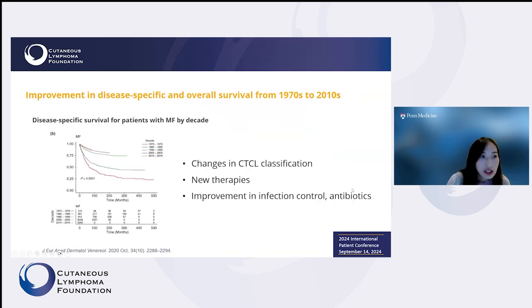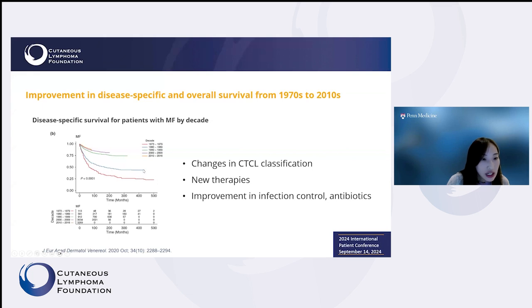I will say that there has been significant improvement in disease-specific and overall survival when you compare from the 1970s to 2010s. So it's been improving each decade. If you look at this graph, you can see that this red line is survival of MF patients from the 70s, and it was significantly worse.